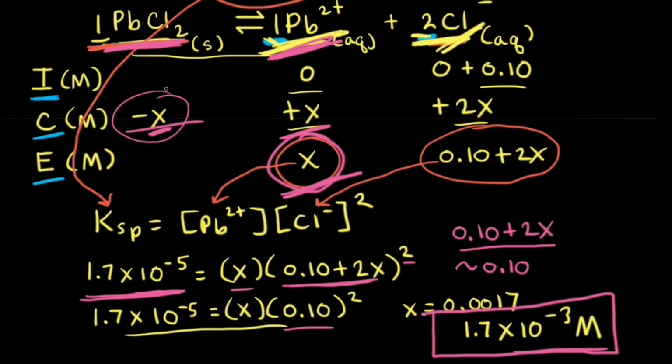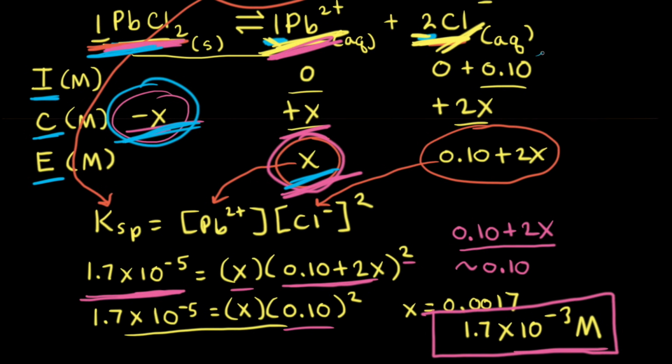Most textbooks leave this minus X out of their ice tables because the concentration of a solid doesn't change. I like to just leave it in here though to remind me that X represents the molar solubility of the slightly soluble salt.